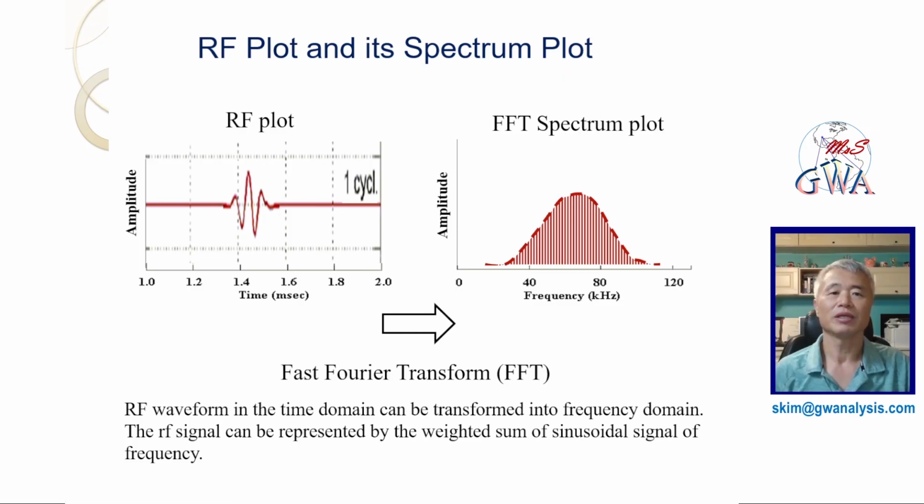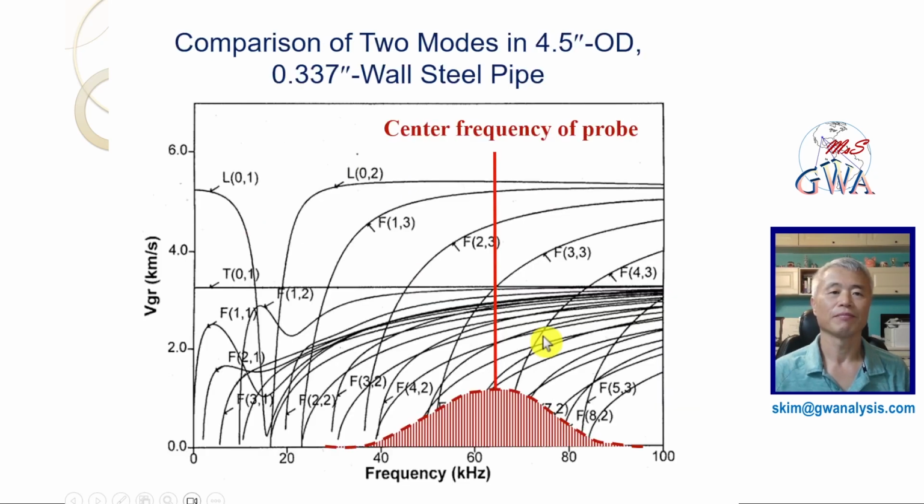This slide shows the RF and its spectrum plot over 1 cycle transmitted signal. The RF signal in time domain can be transformed into signal amplitude in the frequency domain by doing the fast Fourier transform. The RF signal can be represented by the weighted sum of the sinusoidal wave over frequency. Both are the same except they are plotted in different domains over time and frequency.